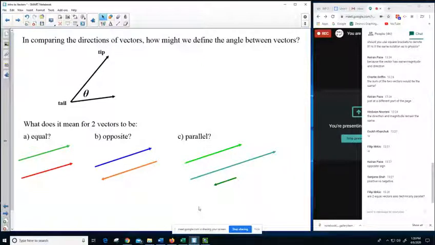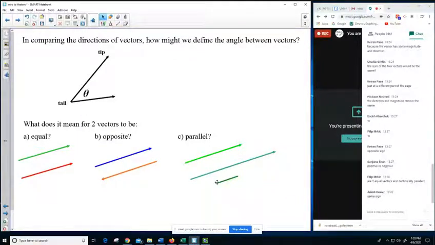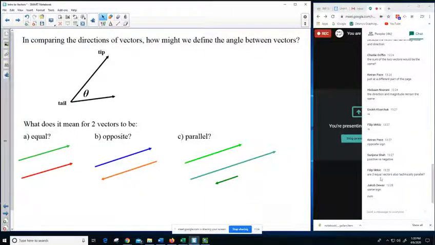And what does it mean for vectors to be parallel? Well, it might be tempting to say that as long as they're in the same direction, even if they're not the same length, they're parallel. But in fact, we go a little further than that. They can also be in the opposite direction. So all of these vectors are considered to be parallel vectors. Here, one of the questions is: are two vectors that are equal parallel? They certainly are. Two vectors that are equal are parallel. Two vectors that are parallel are not necessarily equal.